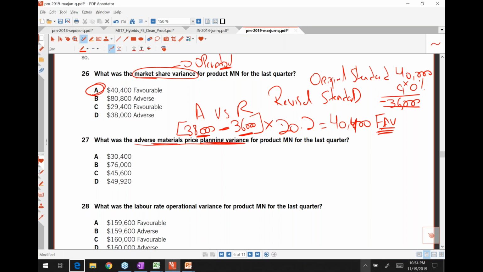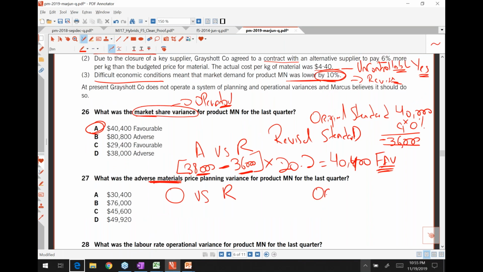It's material. It's a cost. Can you tell me for cost, what was the shortcut for planning? The shortcut for planning was O versus R. So are we required to revise the standard for material? Yes, we are. Because for Marcus, it's not controllable.